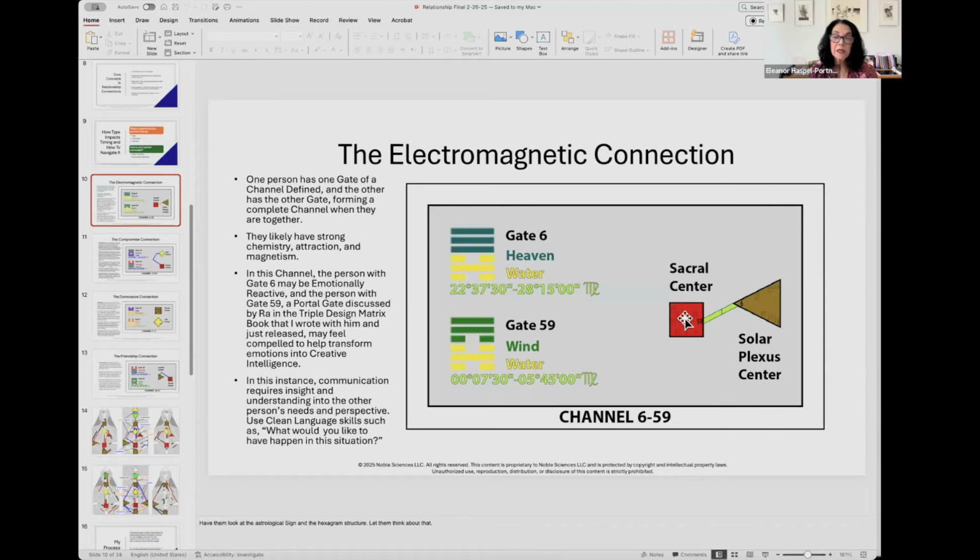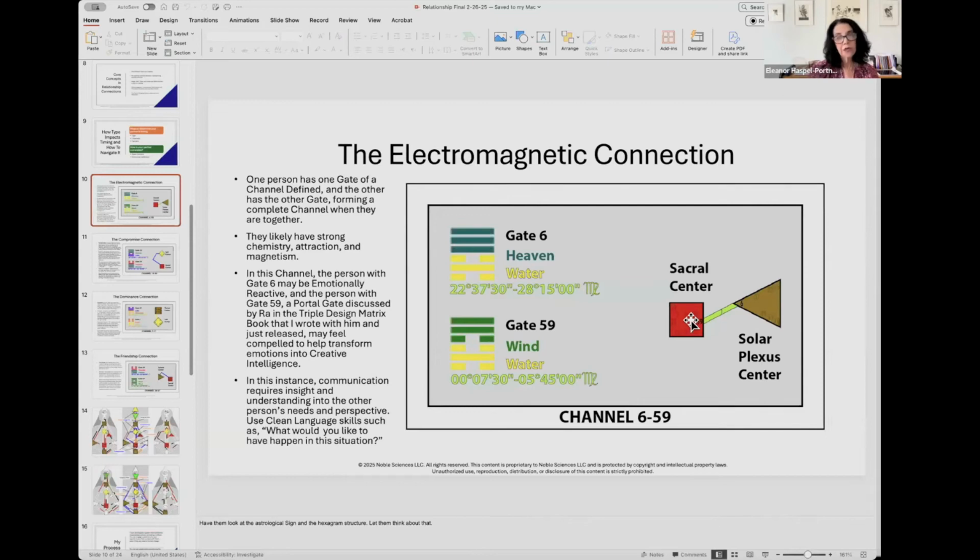In the Triple Design Matrix book, this is my proof copy, that's why it has this. It's a book that I wrote with Ra, and we did some seminars on the dream design, and we talked in that book in the year 2000 about portal gates. The 59th hexagram gate is a portal, and it's a portal to the sacral center.